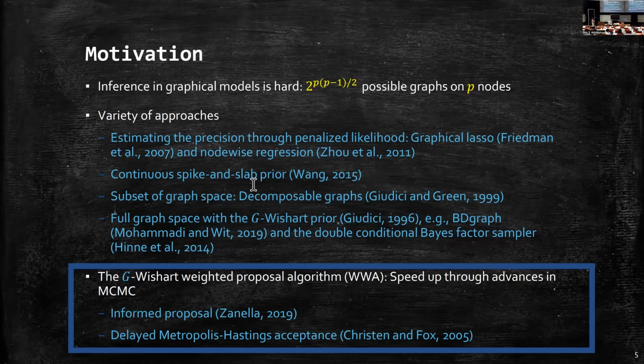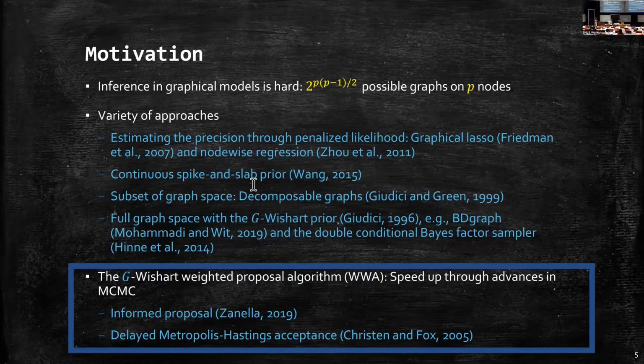So what's most common nowadays is to work with the G-Wishart prior, which I'm going to explain a bit more later, which is a conjugate prior for the precision matrix. And there are many proposals in the literature based on the G-Wishart prior. Two of the most famous ones are the one implemented in BDgraph, which is an R package, and the double reversible jump sampler, which I believe are probably the biggest two competitors.